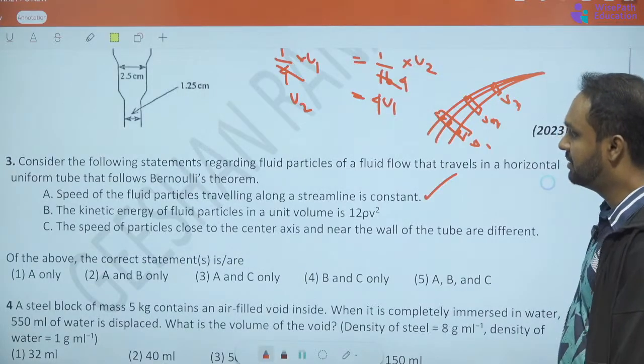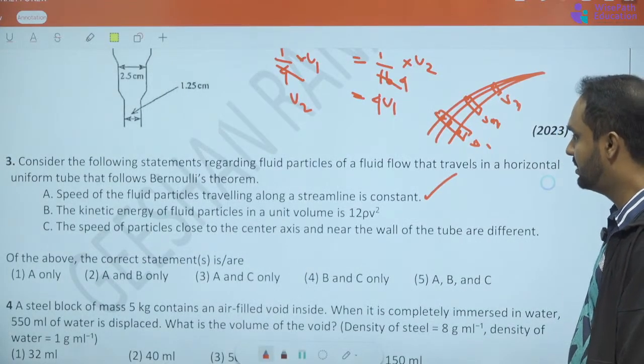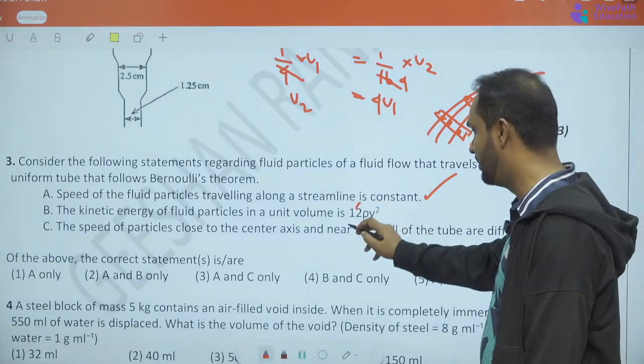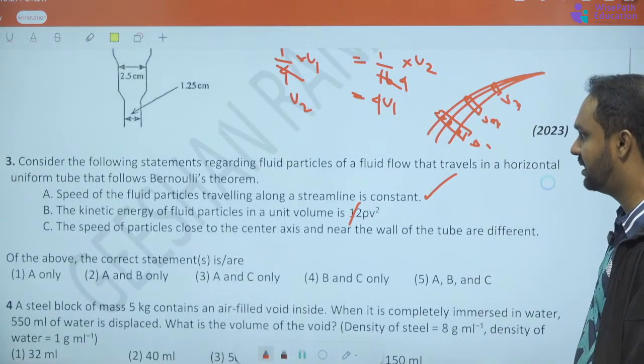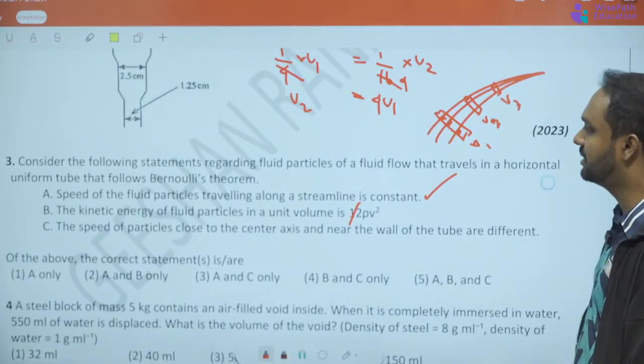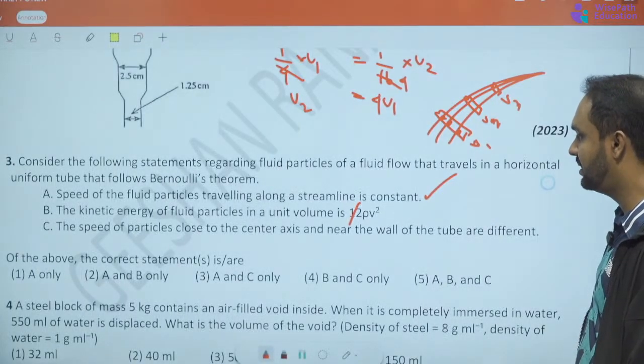The kinetic energy of fluid particles in a unit volume is, this should be half rho v squared, not 12. I think it's a typo, so it's half rho v squared. That is true. The kinetic energy of a fluid particle in a unit volume is half rho v squared.